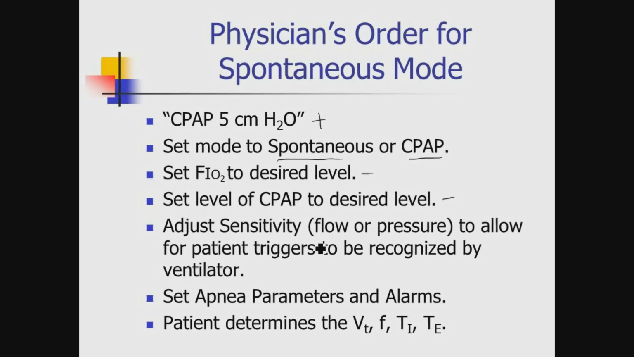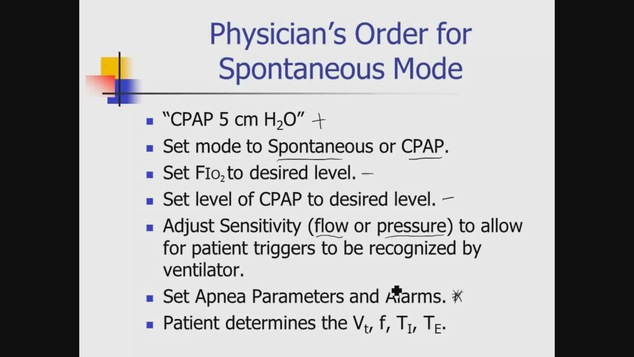And then I'm going to adjust my sensitivity. Usually it's either flow or pressure. Those are the 2 most common types of sensitivity that allows the patient to trigger the ventilator valve open to access that spontaneous gas source. Set my apnea parameters, set my alarms based upon what the patient is doing.